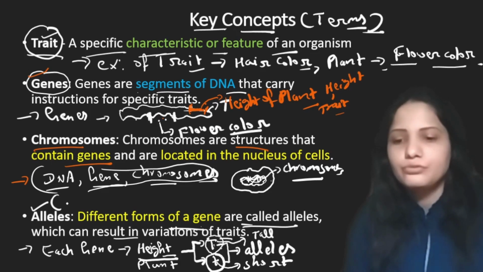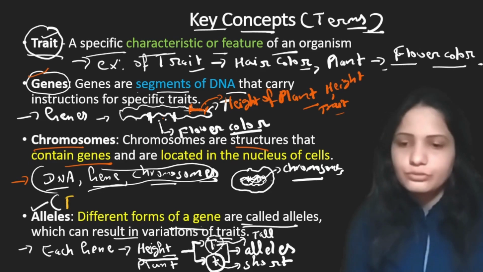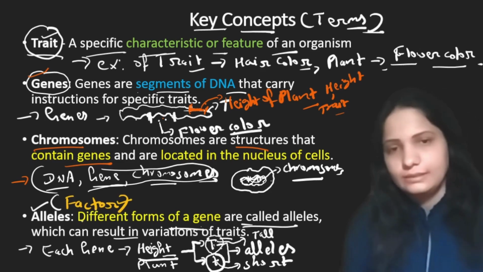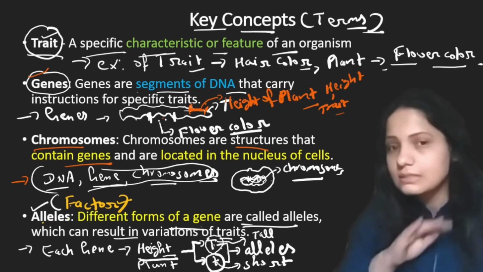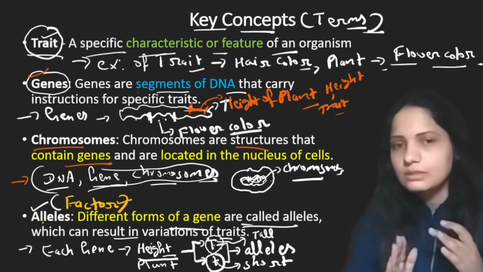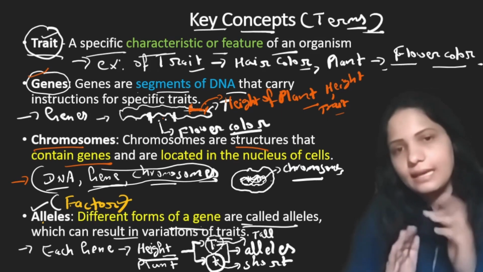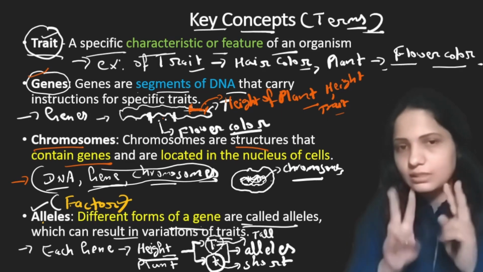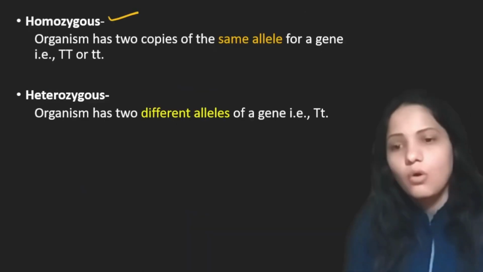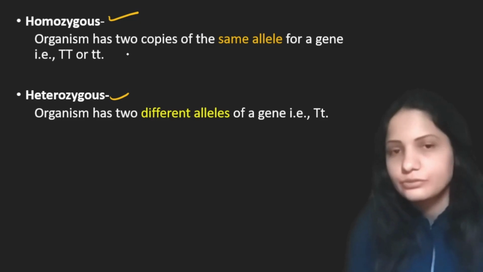Whenever I use another term, very important, factor: factor is also allele. Allele and factor both are the same thing. Whenever I use factor, you have to understand that I'm discussing alleles. You have to remember both are the same. And normally we have two conditions of a gene, homozygous and heterozygous. What is homozygous and heterozygous?